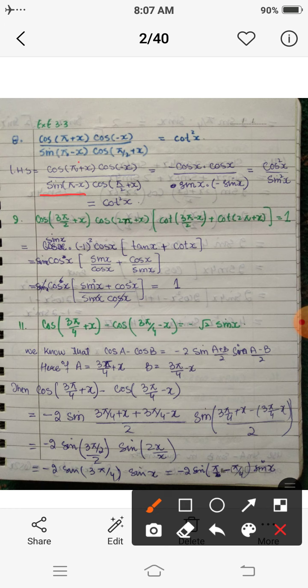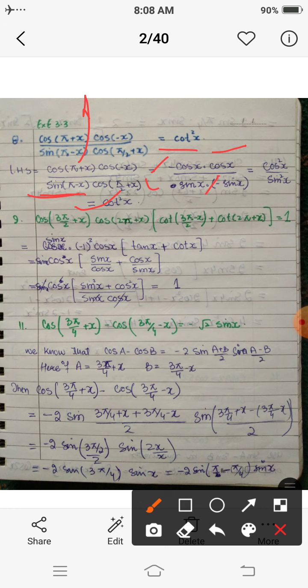Now here we will convert cos(pi plus theta), that is cos(pi plus x), it is minus cos x. Also cos(minus x) is simply cos x. Sin(pi minus x) is sin x, because pi minus x is an angle in the second quadrant, and in the second quadrant only sine and cosec are positive. So this means that the value of sin(pi minus x) is simply sin x, and cos(pi by 2 plus x) is simply minus sin x. Now this minus and minus will cancel. It is cos square upon sin square, because cos into cos is cos square x and sin into sin is sin square x. So cos square upon sin square is cot square x.